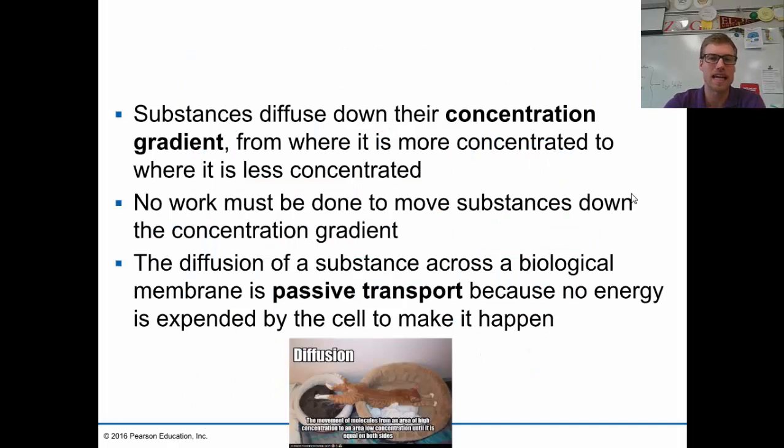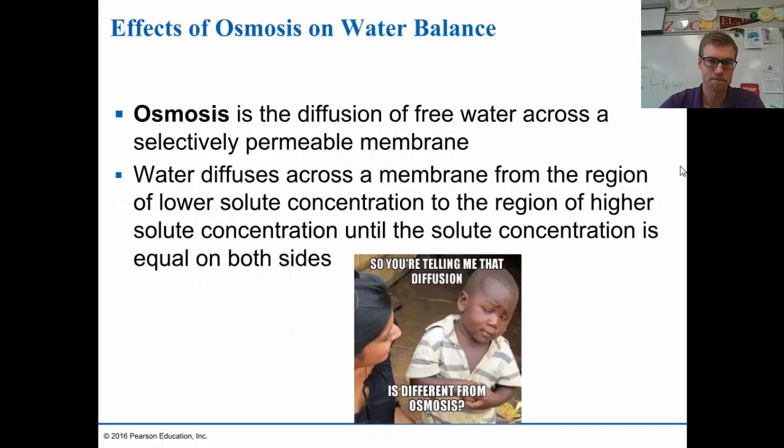Now, substances diffuse down their concentration gradients, where you're moving from an area that is more concentrated to an area where it's less concentrated. This requires no work. This agrees with the second law of thermodynamics, right? Because it is a higher level of entropy when your substances are more spread out, when the molecules are more spread out from each other. And therefore, we don't have to put energy in, we don't have to put work in order to make this happen. The diffusion of a substance across a biological membrane is called passive transport because no energy is expended in order to make it happen.